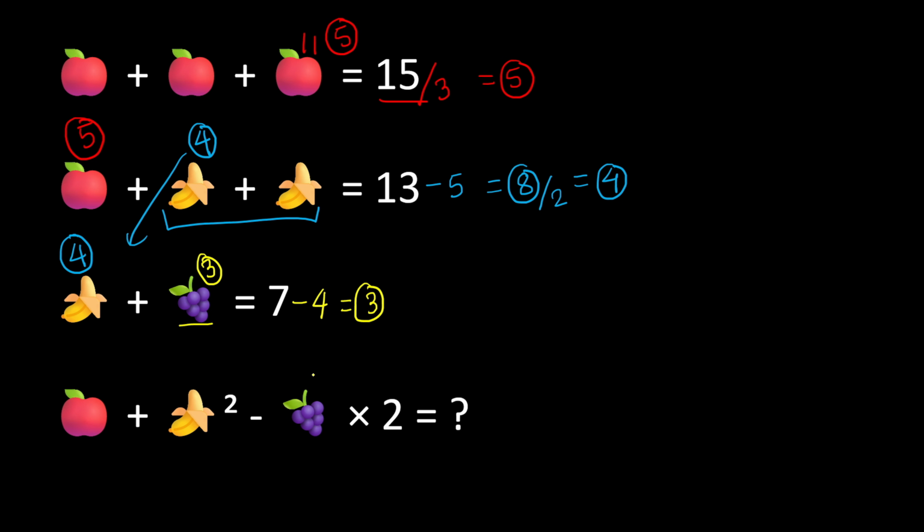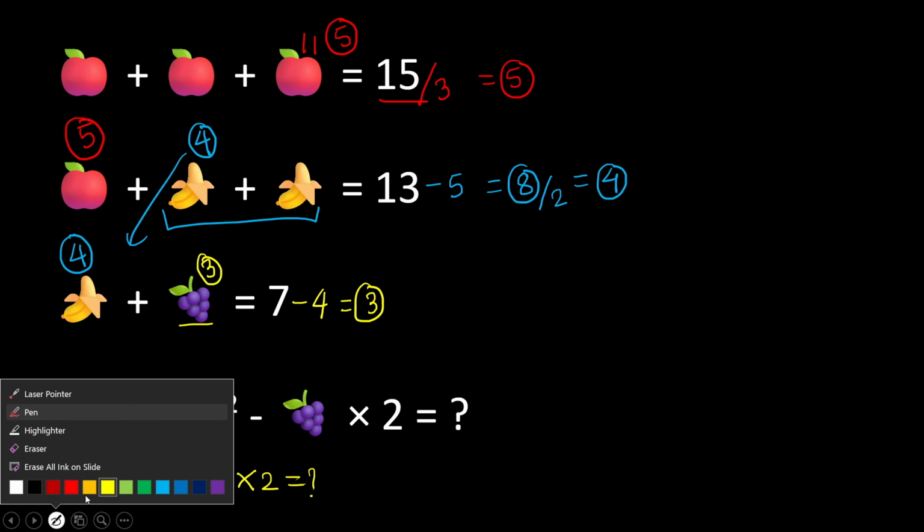Now we will rewrite our values in this particular equation. So we will write apple having 5 plus banana having the value 4. So here we will write 4 square minus the grapes, which will have value 3, times 2 is equal to what? So here our equation is 5 plus 4 square minus 3 times 2. So we will solve this value.